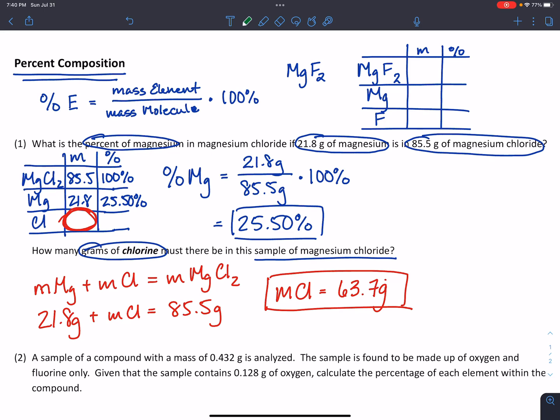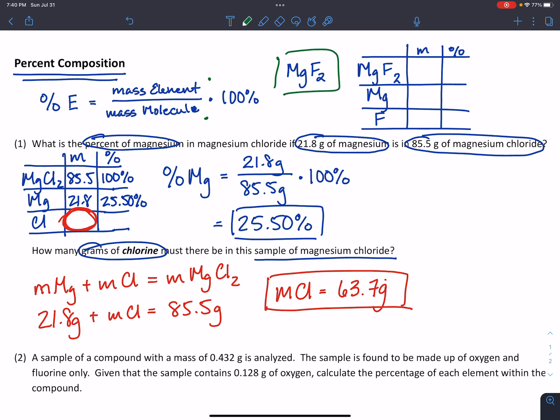Hi everybody, so this is the second screencast dealing with percent composition problems. Again at the top, as you can see, we have the formula for the percent composition of an element, which is the mass of the element divided by the mass of the molecule times 100%. I also have an example of a table, where I have magnesium fluoride as my example.